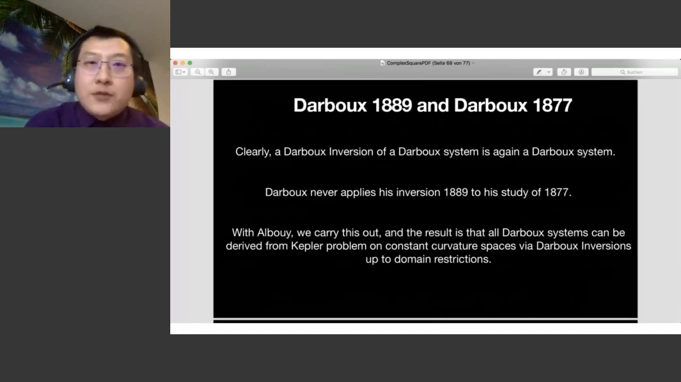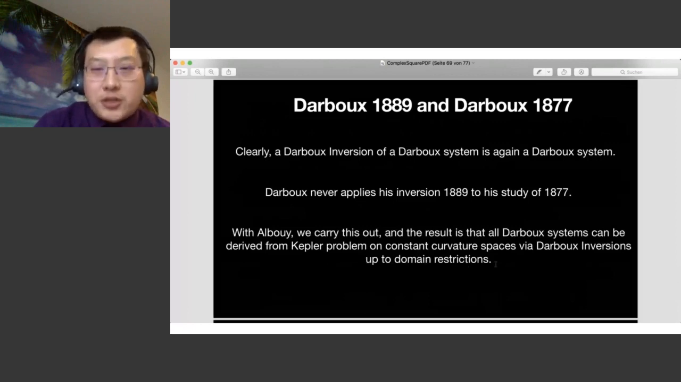And this we have carried out with Albouy, and we are now trying to finish writing. And the result is that all Darboux systems can be derived from the Kepler problem on constant curvature spaces via Darboux inversions. And there will be just some problem of taking rational governors and so on. And for this, let's just simply state it by saying that it holds up to domain restrictions.